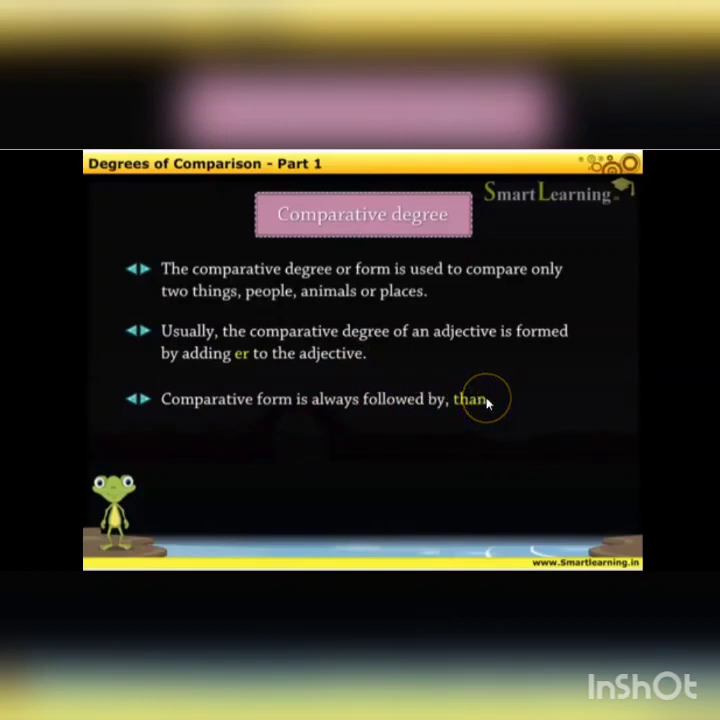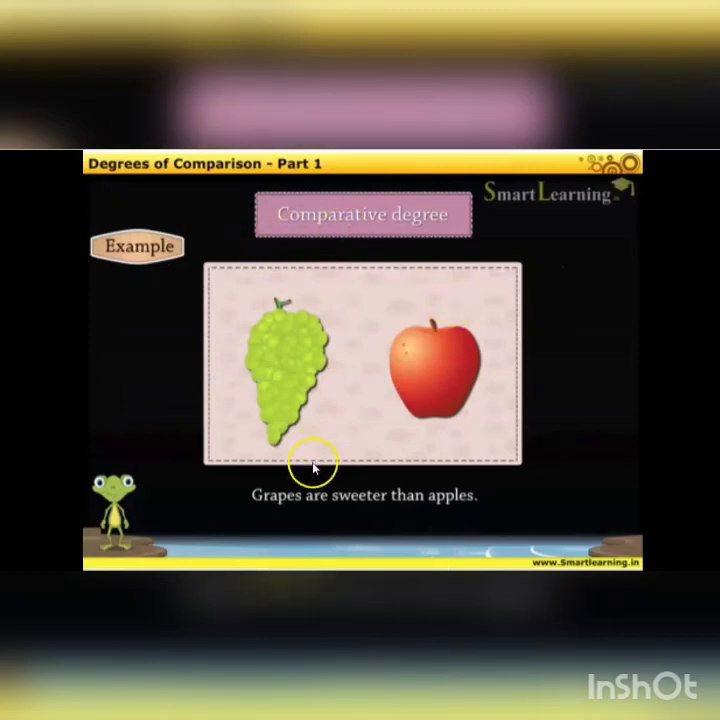Now children, here we are doing only words in the degrees of comparison, but in future, when you will be studying sentences, you will realize that you are going to use the word than after the comparative form of the word. This is not needed for now, but I'll just show it to you all. See here, for example, grapes are sweeter than apples.